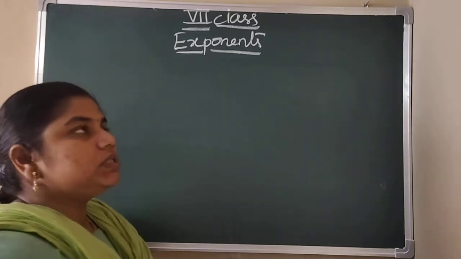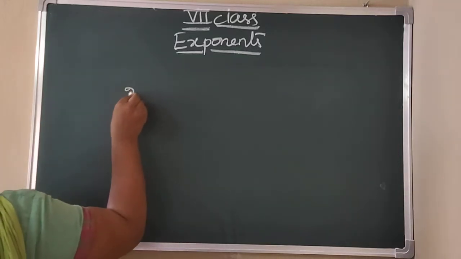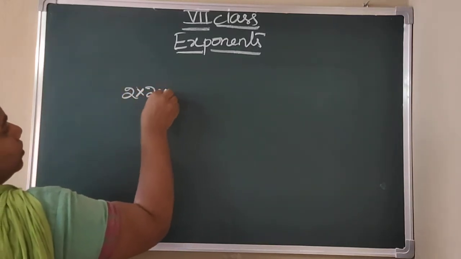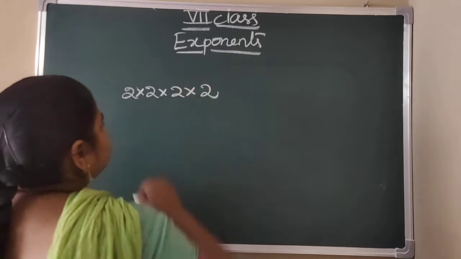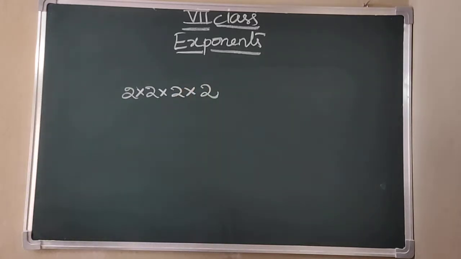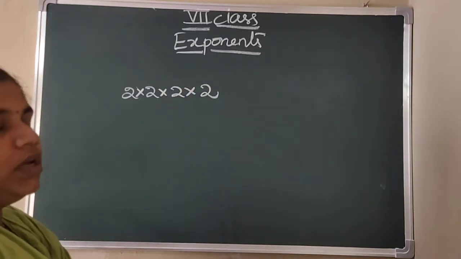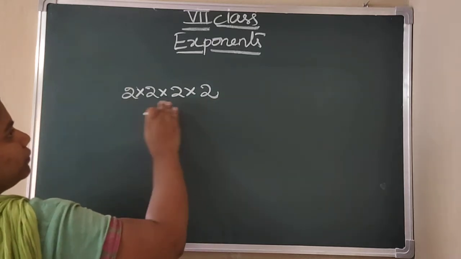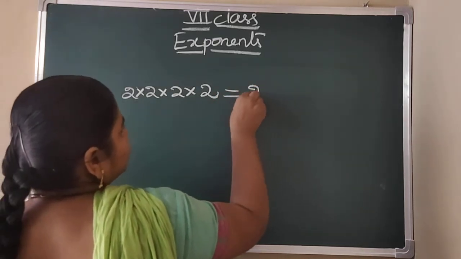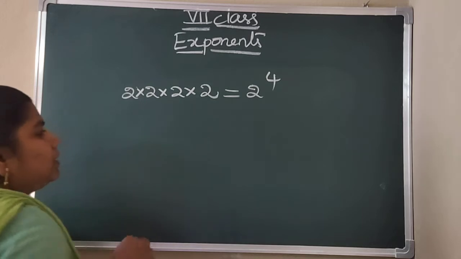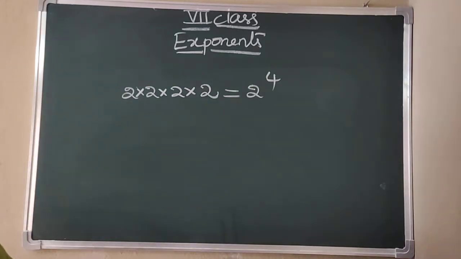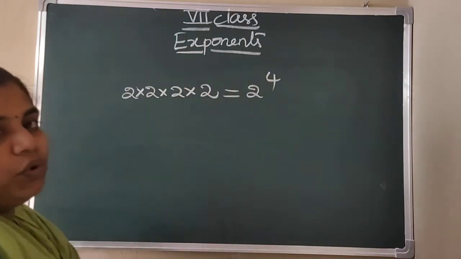Suppose I am multiplying 2, 4 times. So I am multiplying this 2 four times. We can write this as 2 power 4. That means 2 we are multiplying 4 times. The power will be raised to 4.